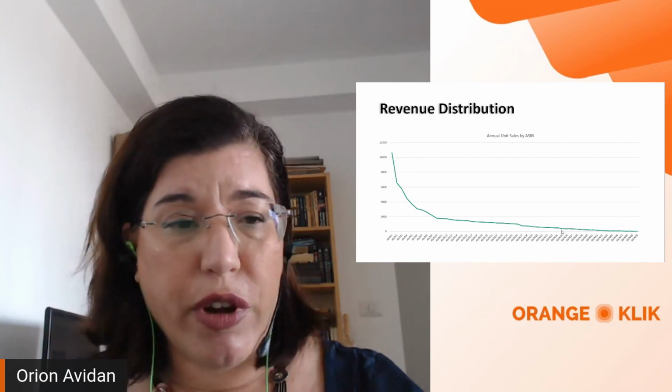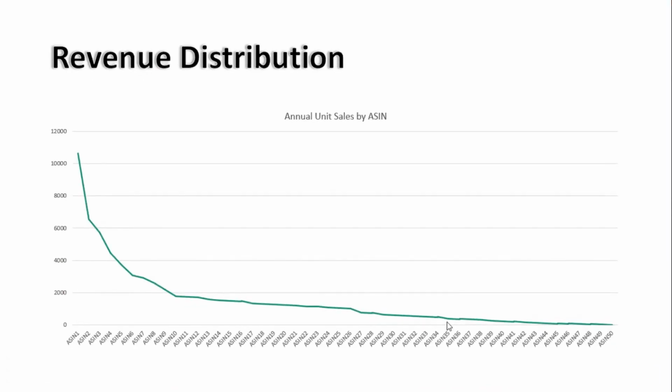Now, what is revenue distribution? Here is an example from a client I used to work with. These are real numbers. This client had 50 different ASINs in Amazon, and these are the results of the accumulated annual unit sales per ASIN for all of these items. And I have seen this graph in smaller sellers with 20 or 30 ASINs. And I have seen these graphs in the results of huge department stores that have tens of thousands of ASINs. This is a distribution. This is just how things behave.